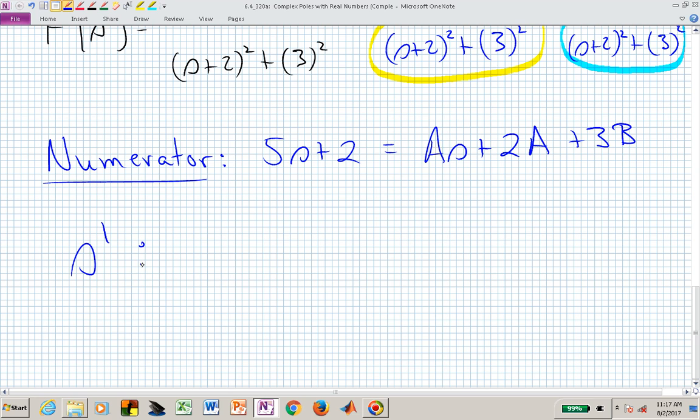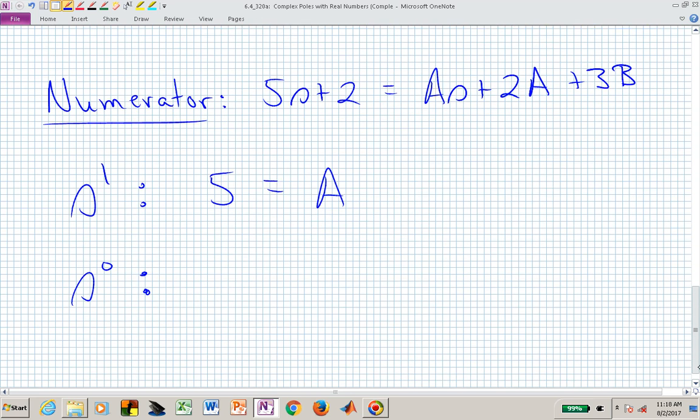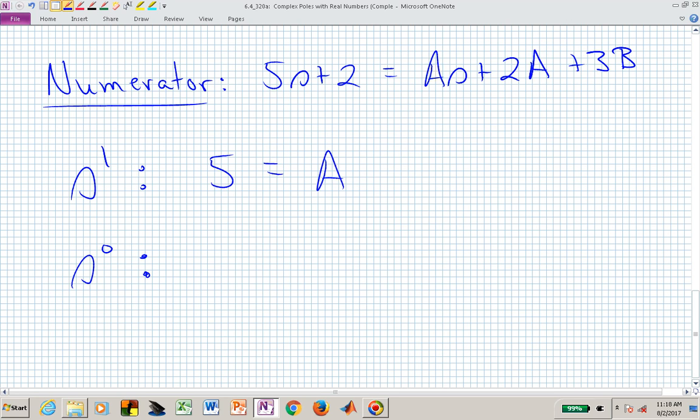If we now look at the coefficient that's weighting the s term, on the left we have 5, and on the right there's only one term that involves an s, and that's a. Even though we have two unknowns and would anticipate two equations, since we have s to the 0 and s to the 1, these are somewhat decoupled in that the a coefficient is immediately found by equating the coefficients associated with s.